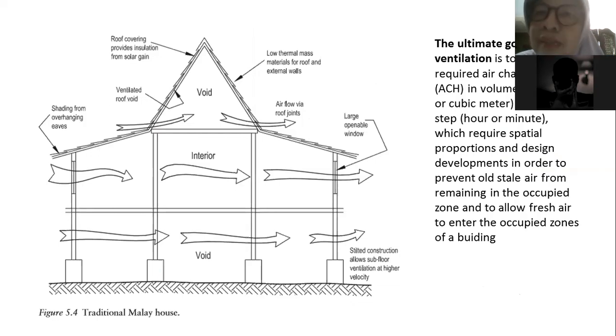The next is the ultimate goal or the very important goal of ventilation, which is to achieve required air change rate, or we always mention as ACH, air change in volume cubic meter per hour or per minute, which requires spatial proportion and design developments in order to prevent old stale air, the apa ya bahasa Indonesianya, yang pengap, from remaining in the occupied zone without air movement.